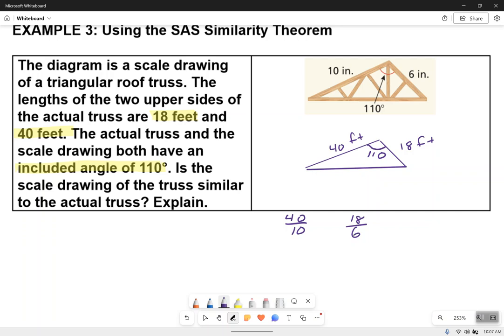Kids, I only need to compare two sides here because aren't the included angles of the two triangles both the same 110? Isn't this like a side, angle 110, side setup, a side-angle-side setup here, guys? Okay, what's 40 over 10 reduced to? Okay, so hopefully 18 over 6 is what? But it's not, it's what?